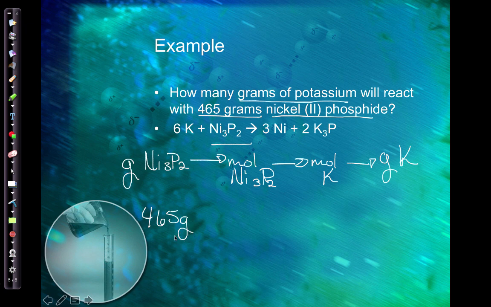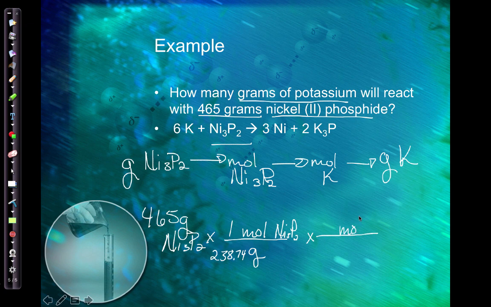465 grams of nickel phosphide. Let's go to moles. So 1 mole of nickel phosphide is 238.74. I get that from the molar mass. It's through the mass of 3 nickel atoms and 2 phosphorus atoms. So now I'm going to go to moles of potassium.